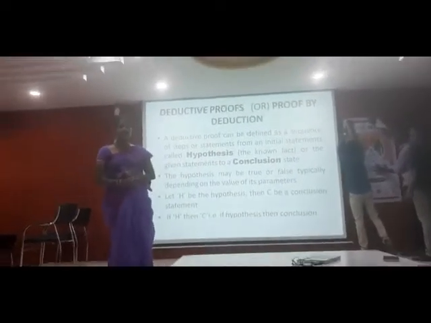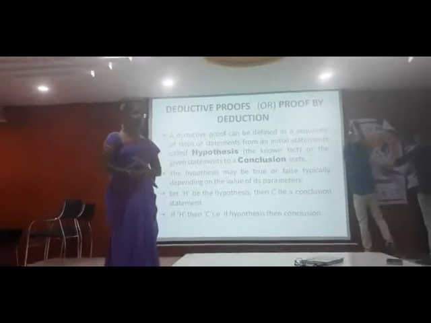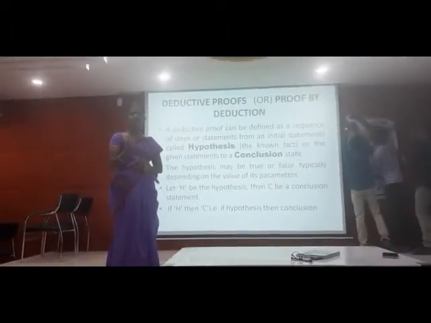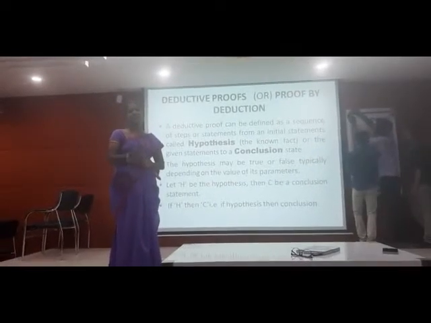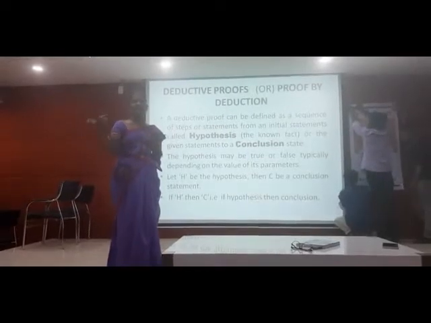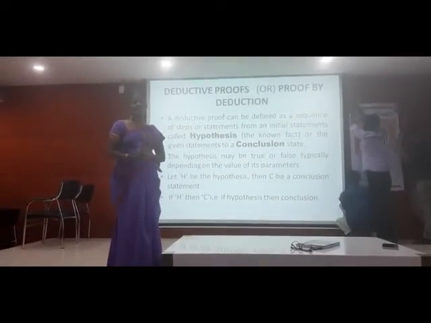It is otherwise known as deductive proofs. What are these deductive proofs? We have to get information from a known fact. From the known fact, we will get some conclusion. This is to deduce and then come to a conclusion. This is known as proof by deduction.